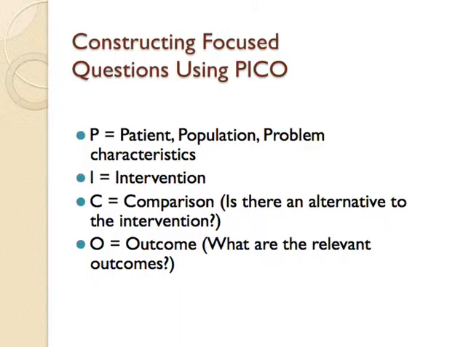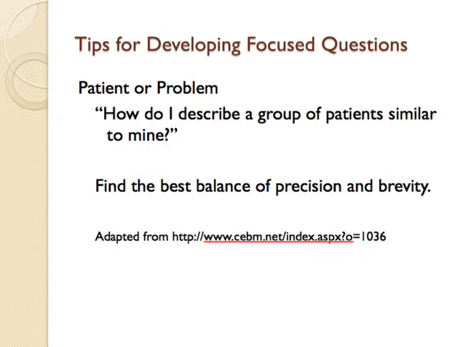The C is for the comparison. So as I mentioned previously, is there an alternative to the intervention? And the O is for outcome. What are the relevant outcomes that you are looking for?